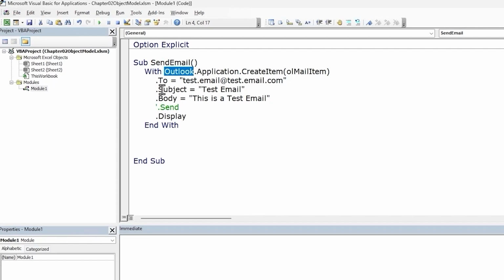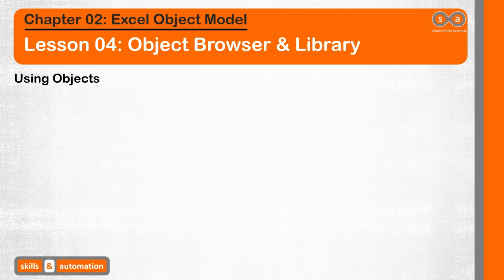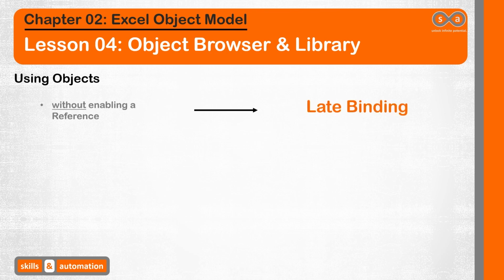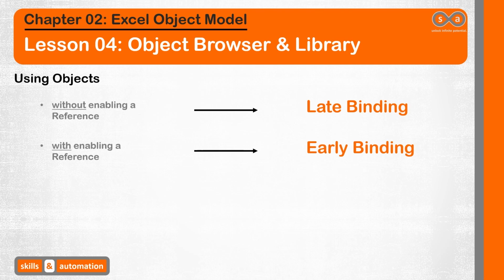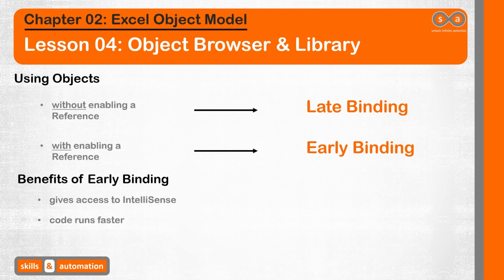Okay, so let's get back to the discussion on object libraries. Now, we can use objects without enabling a reference to the parent libraries. This is called late binding. However, enabling a reference, that is adding a checkmark against a library, which is also called early binding, has two benefits. It gives us access to IntelliSense, which is the helpful drop-down list that shows up whenever we press dot against an object in our code. And secondly, it makes our code run faster. We will talk more about early and late binding in our lesson on object variables.